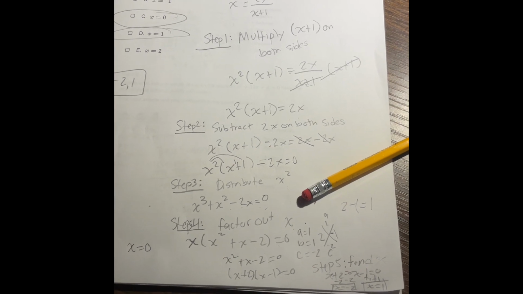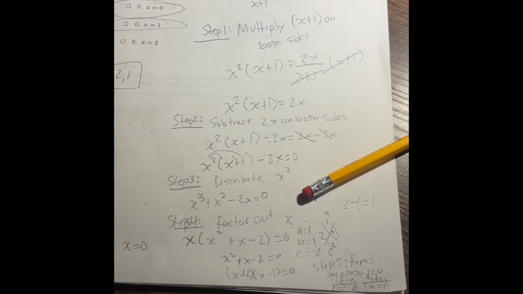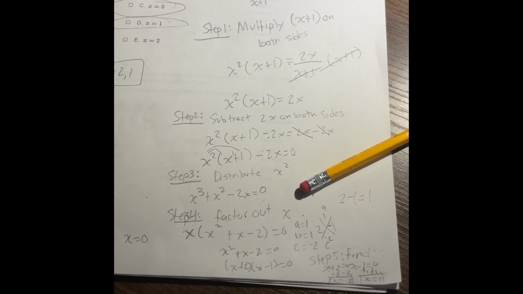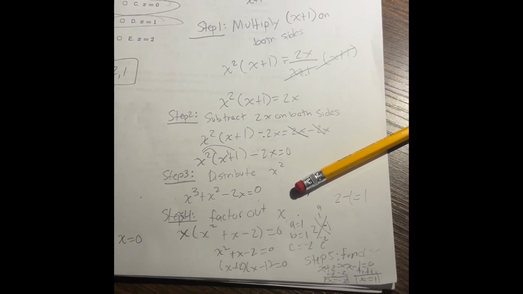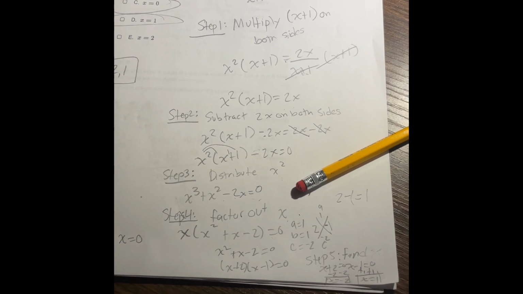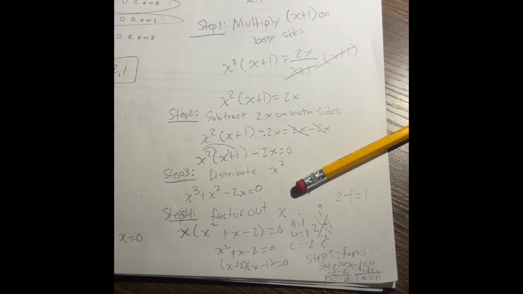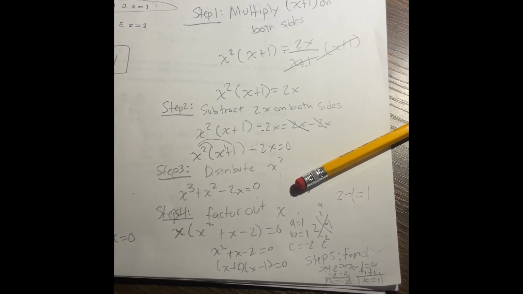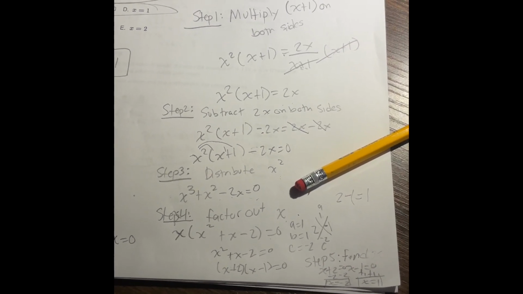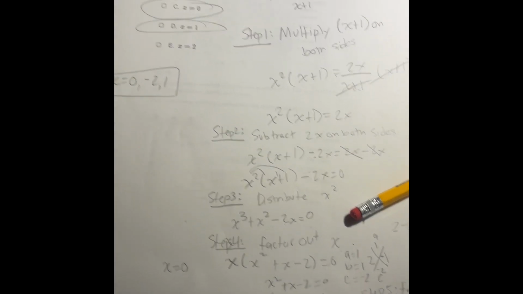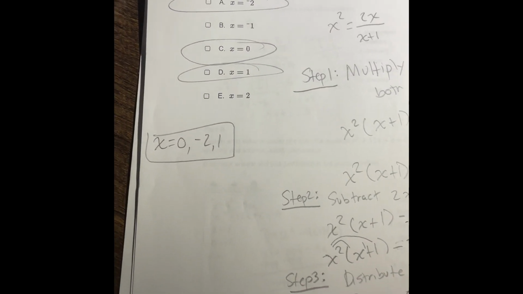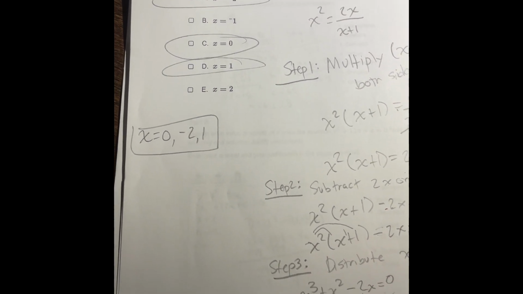To determine the x values, we take x plus 2 is equal to 0 and x minus 1 is equal to 0. We have to find the 2 extra x values. So we subtract 2 on both sides for the one equation, and add 1 on both sides for the other equation, which gives us x is equal to negative 2 and also x is equal to 1. As you can see here, I wrote the x values at the top. We have x is equal to 0, negative 2, and 1, and I also circled the exact values that apply.